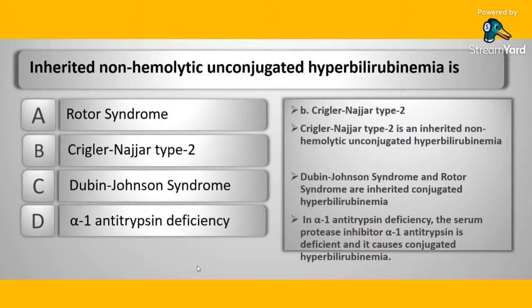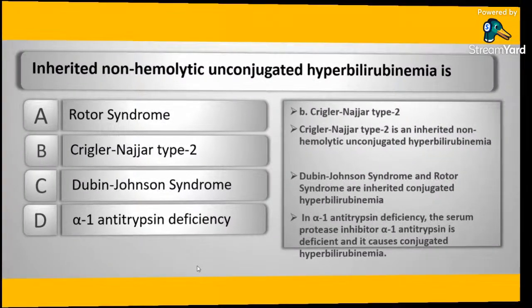So Crigler-Najjar type 2 is an inherited non-hemolytic unconjugated hyperbilirubinemia. Dubin-Johnson syndrome and Rotor syndrome are inherited conjugated hyperbilirubinemia. In alpha-1 antitrypsin deficiency, the serum protease inhibitor alpha-1 antitrypsin is deficient. It causes conjugated hyperbilirubinemia.